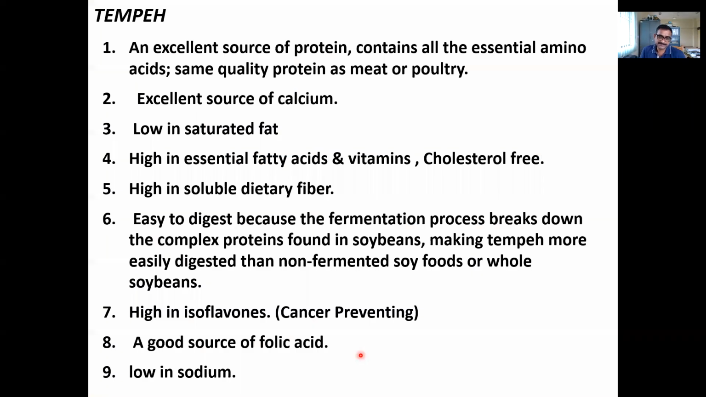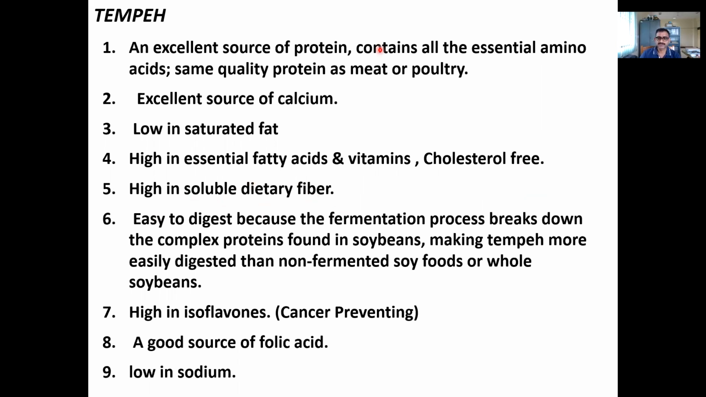And about tempeh, what are the advantages of this tempeh fermentation? It is an excellent source of protein. It is known to contain all the essential amino acids, and it contains the same quality protein as poultry meat. So it can be used as an alternative to poultry meat. It is an excellent source of calcium. It is low in saturated fat, high in essential fatty acids and vitamins. It is cholesterol free, unlike meat. It is high in soluble dietary fiber, which is also good for sugar patients.